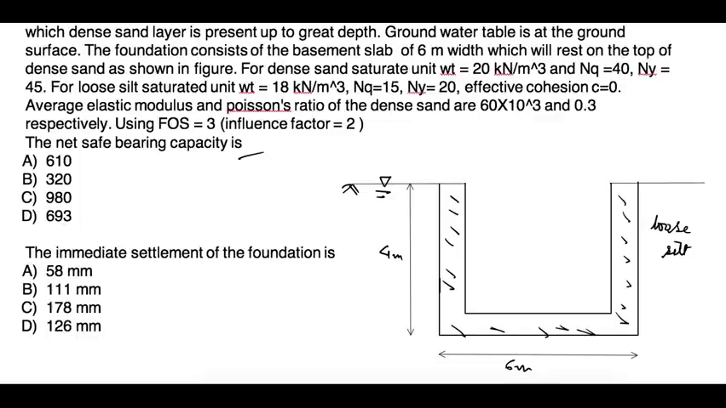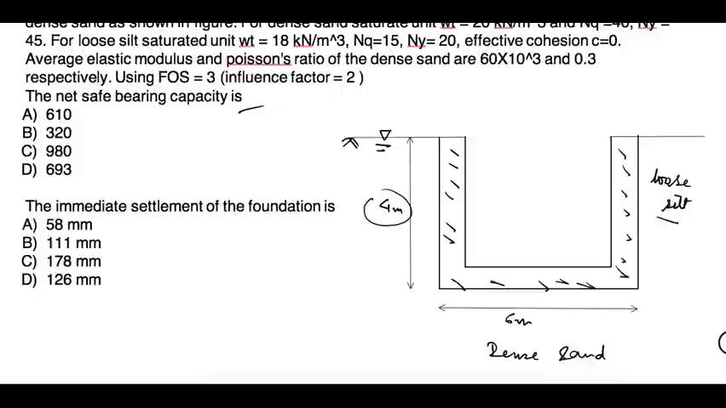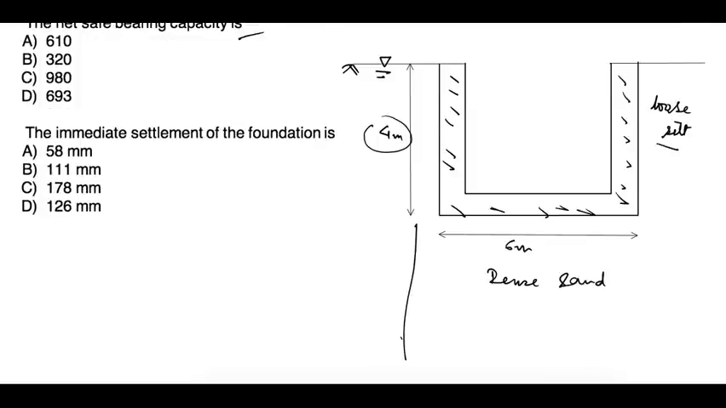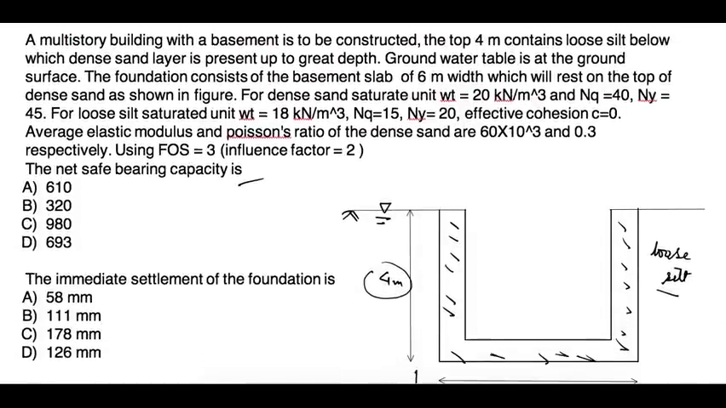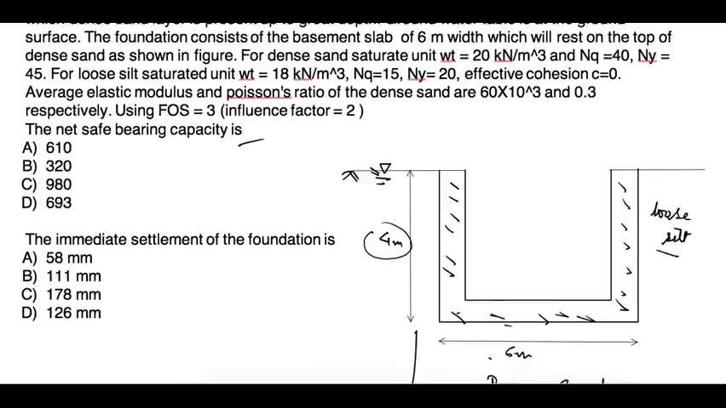So this part up to 4 meter is loose silt, and below this, in this zone, it is just dense sand. What else is given? The groundwater table is at ground surface, so groundwater table is here. The foundation consists of a basement slab of 6 meters, so this width here is 6 meter, which will rest on top of dense sand. So below it is dense sand, and it is resting on dense sand.